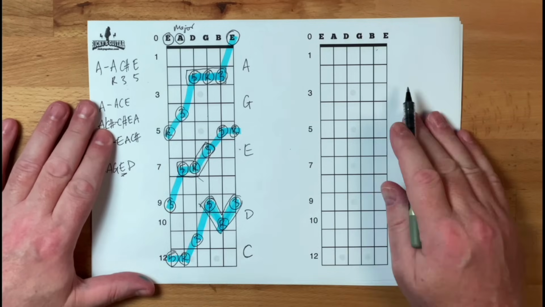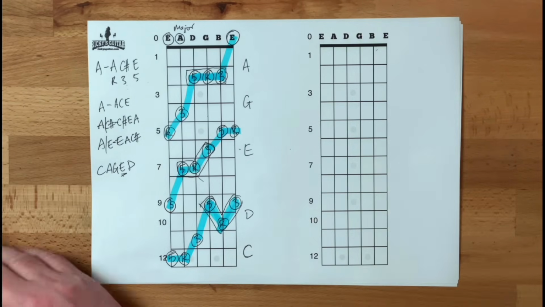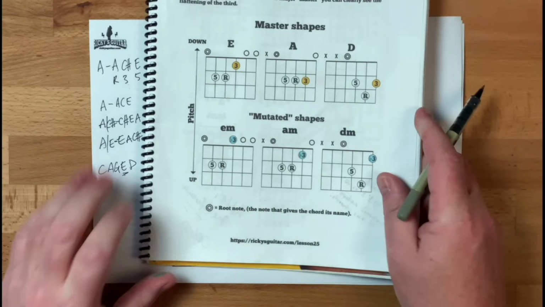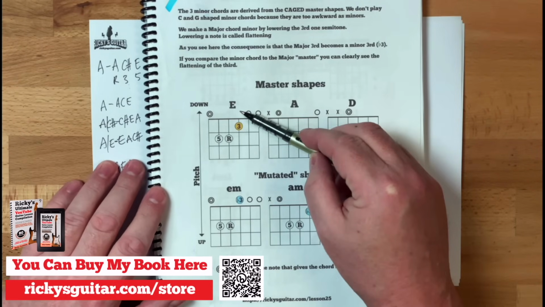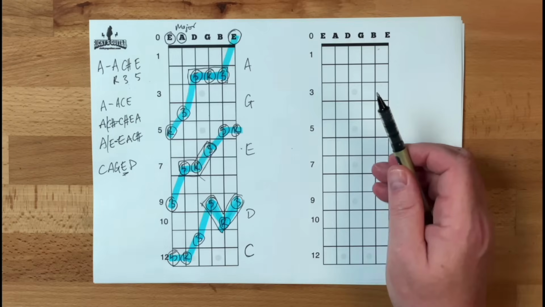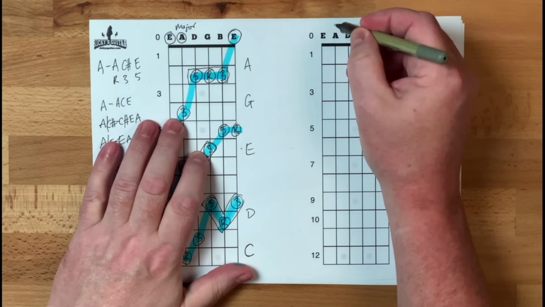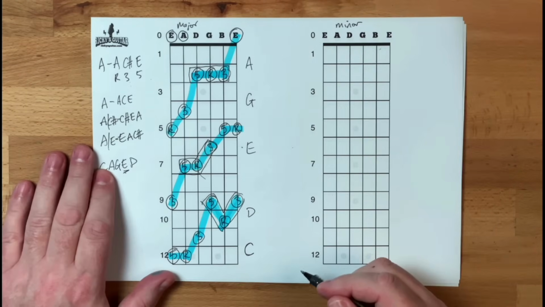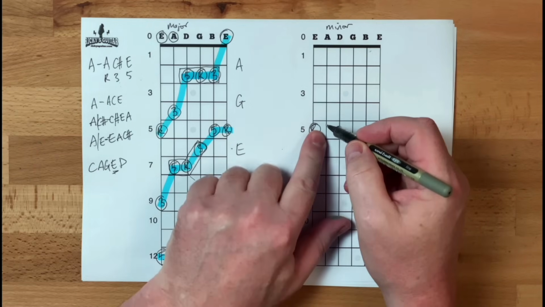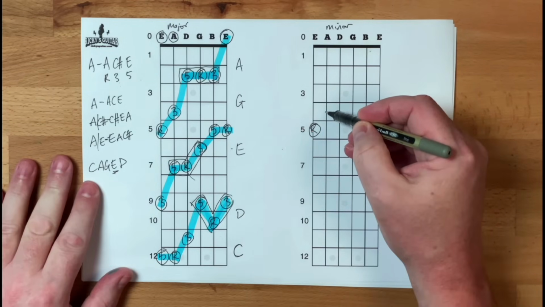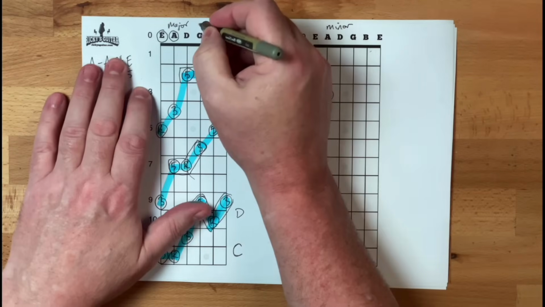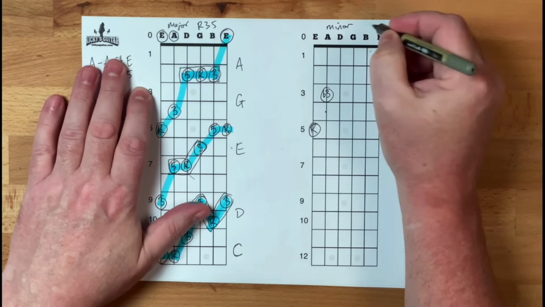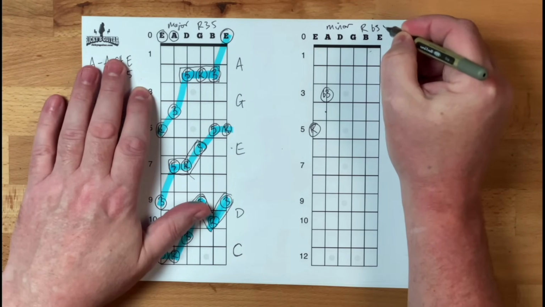What I'm going to do is take this idea, and remember, this ties into this lesson here in the book. Master shapes. If we take the major third and we lower it 1 fret, we get the minor third. So I can turn this master pattern into minors. If I go here, I'm going to go root. My third should be here, but I'm going to put it down here because it's a flat third, and that's minor. Major is root, third, fifth. Minor is root, flat third, fifth.